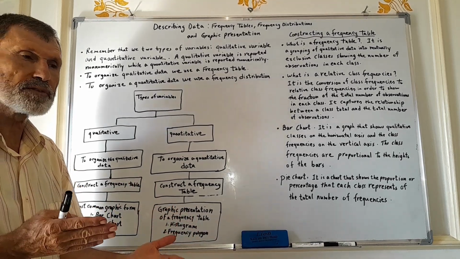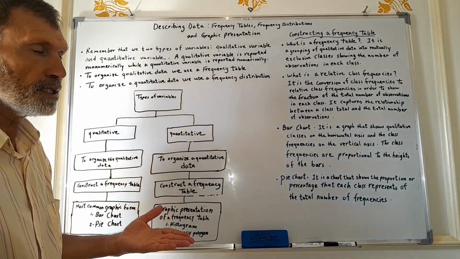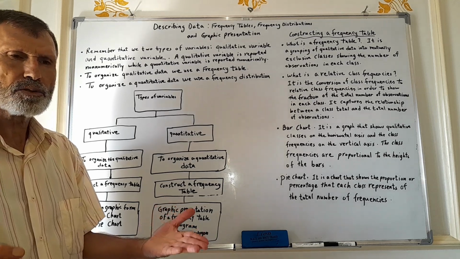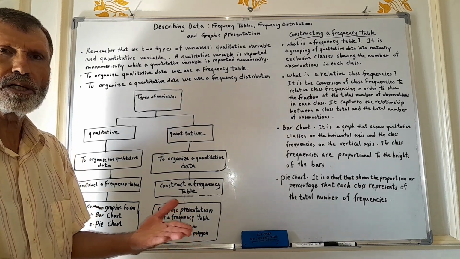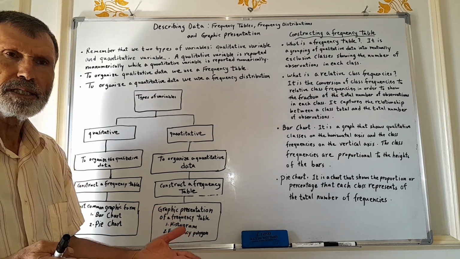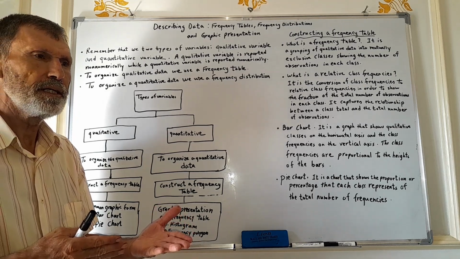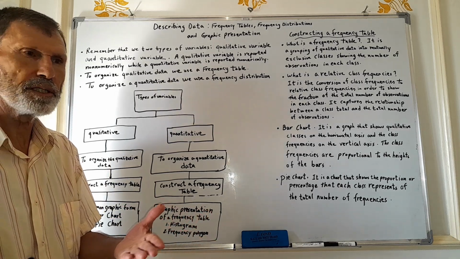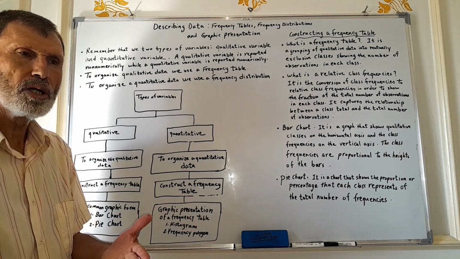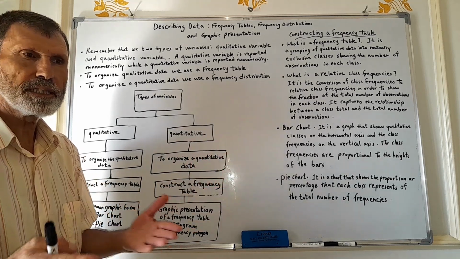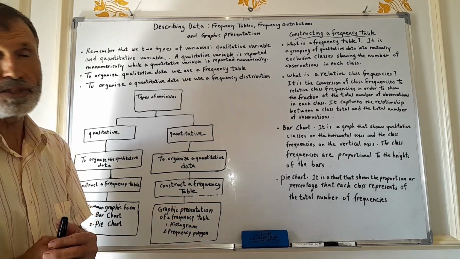Examples of qualitative data, such as the gender of a person, whether male or female, the political affiliation of somebody, whether he is Democrat or Republican, or he belongs to a certain group. So this is an example of qualitative data.